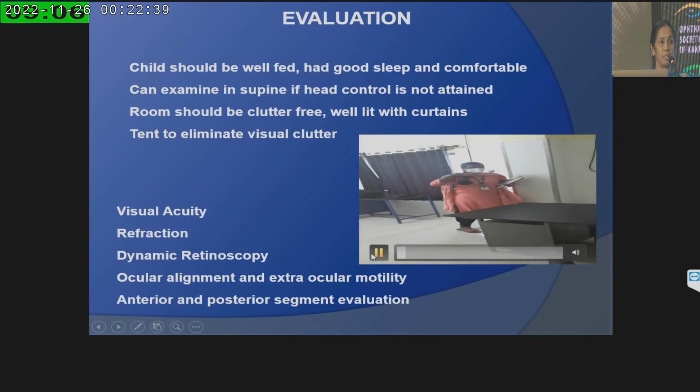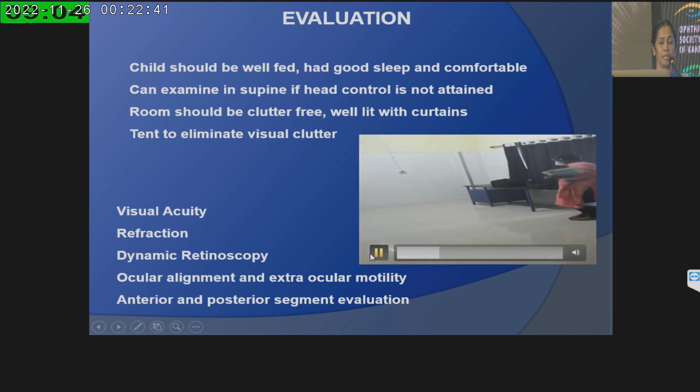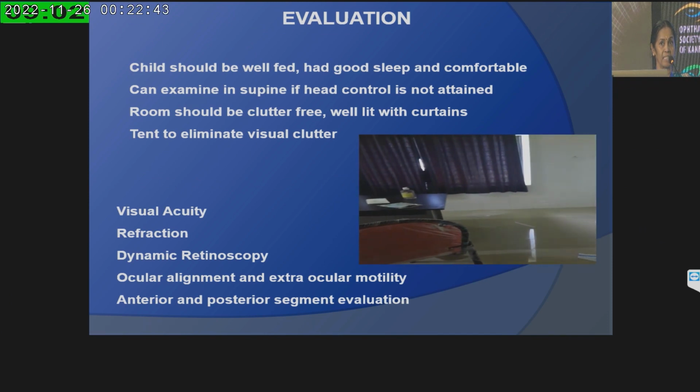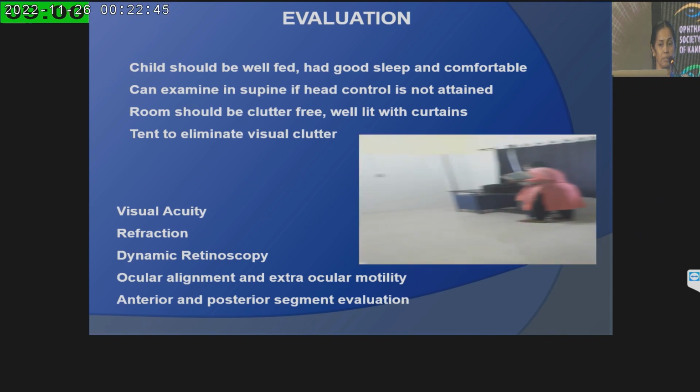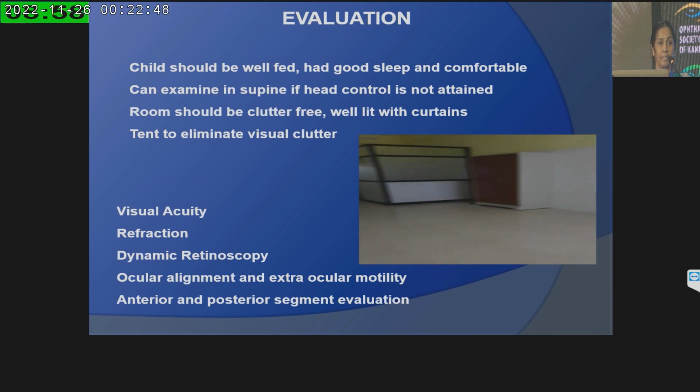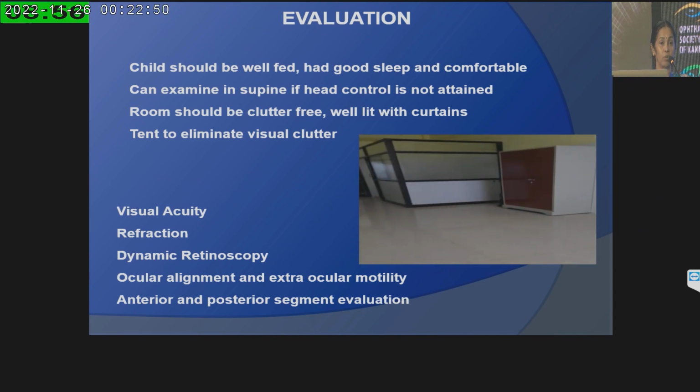We can examine the child in supine. Suppose head control is not there, you can do the examination in supine position. And in some children without visual awareness, you can have a tent. We have a small room in our CVI clinic similar to a tent where we can omit other visual information so that the child will be aware.